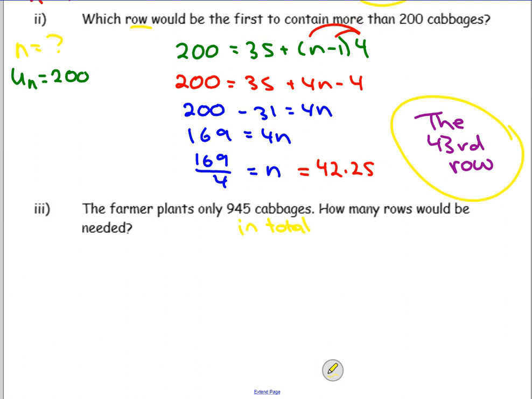How many rows would we need? Yeah, and so how many rows, therefore we're not particularly talking about a particular row. So they've told us that the S of n is 945. The U of 1 is still the same as before.